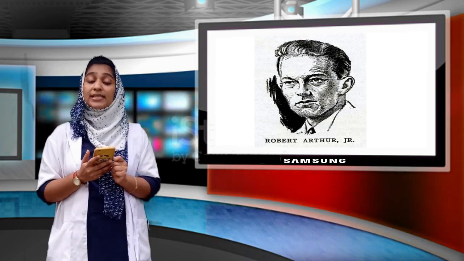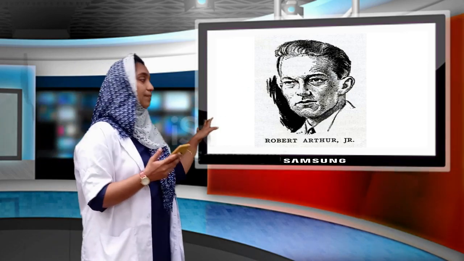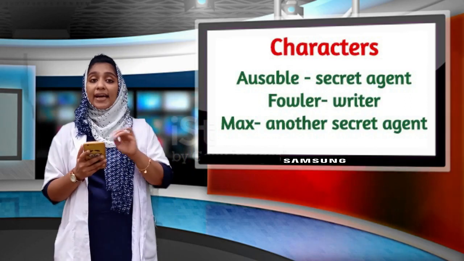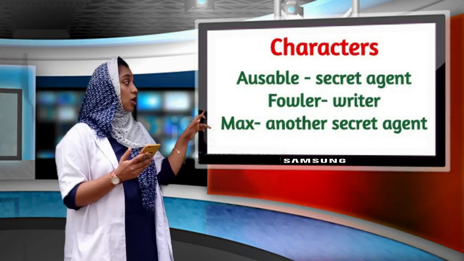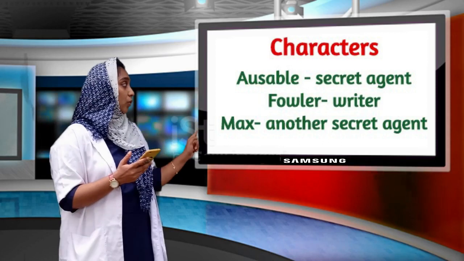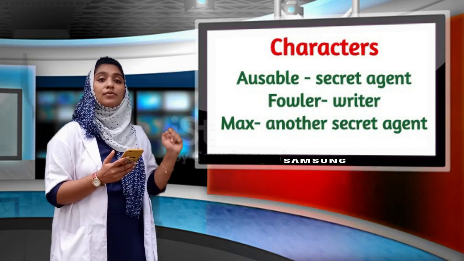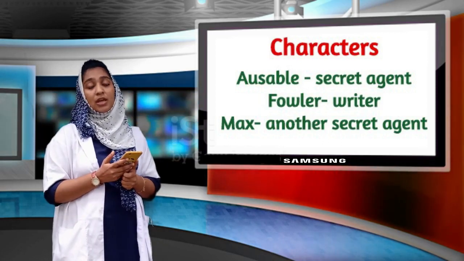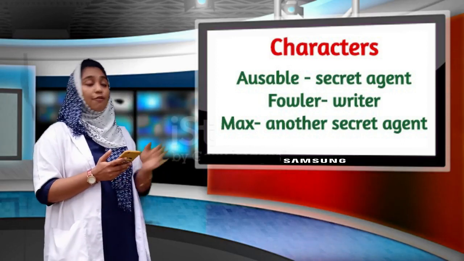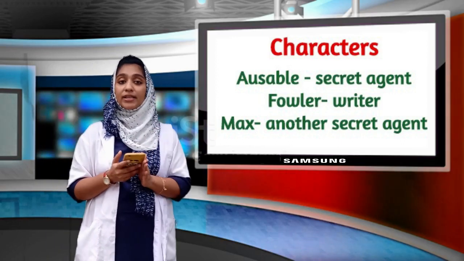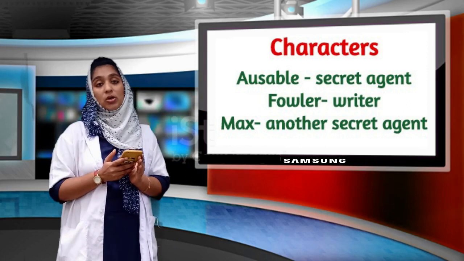Robert Arthur is an American writer. He is well known for his mysterious stories and speculative fiction. Before moving into the story, let us meet the characters. First, the main character, the protagonist of our story, Ausable, a secret agent; Fowler, a writer; and Max, another secret agent. When we begin the lesson, Fowler, the young and romantic writer, is on his way to meet Ausable.